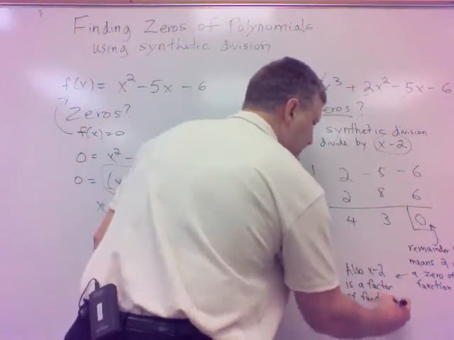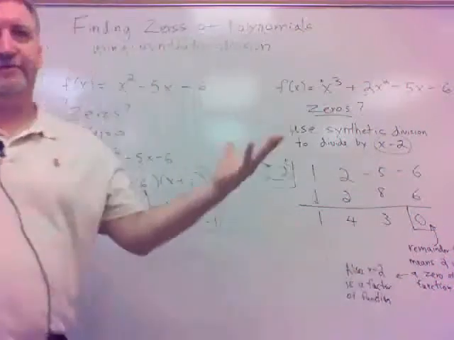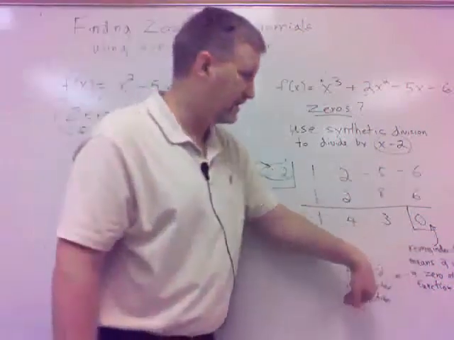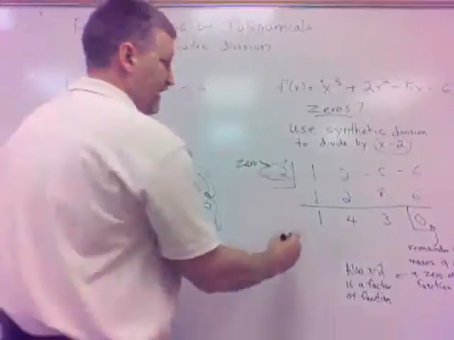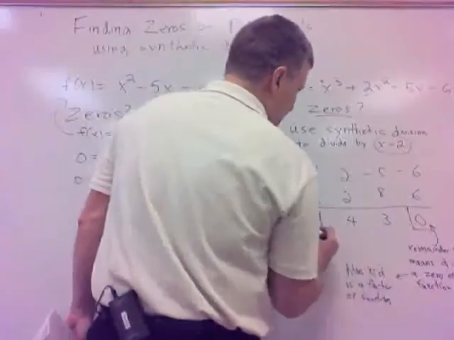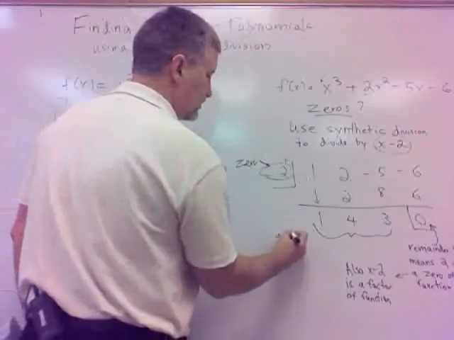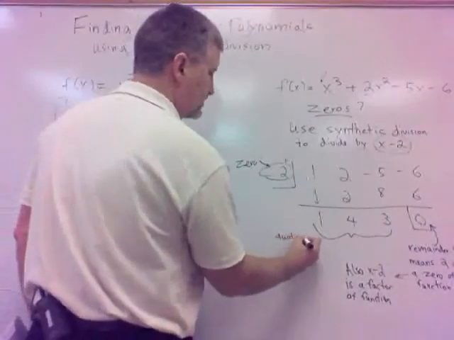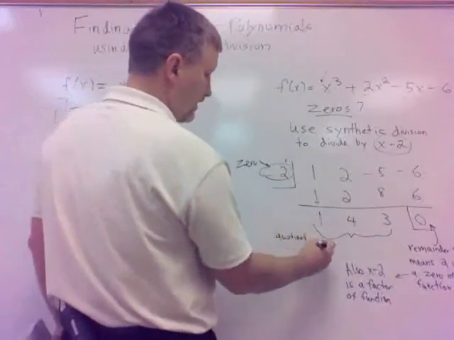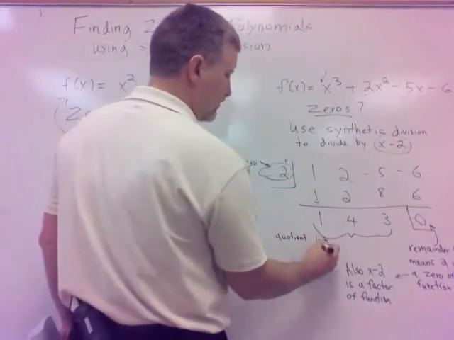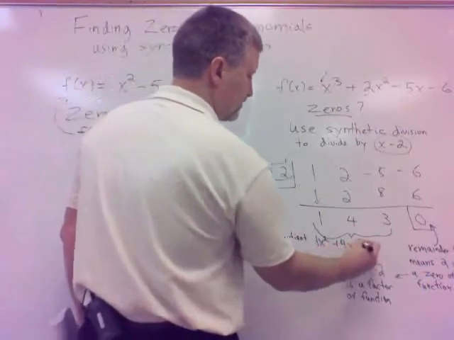And here's something else. All right? 2 is a 0, so x minus 2, we did that before. We made that linkage before. But here's something extra. There's also another factor involved, and it comes from this quotient. What is the quotient? Well, the quotient is 1x squared, because I started with x cubed, so it would be 1x squared plus 4x plus 3. That's going to be my quotient.